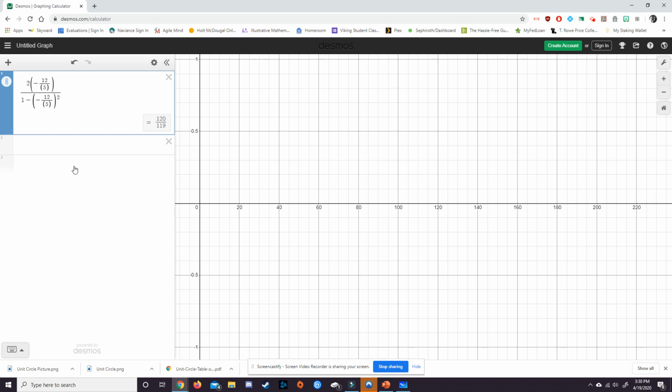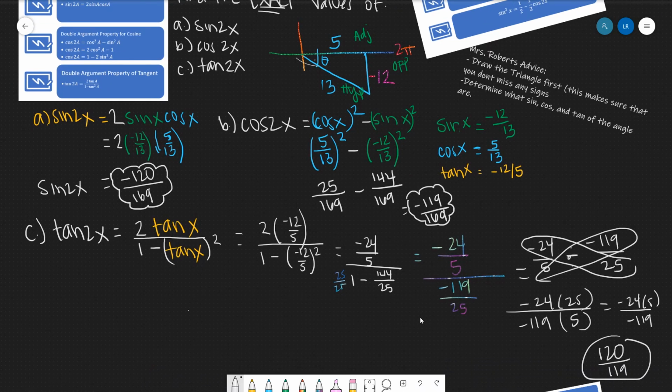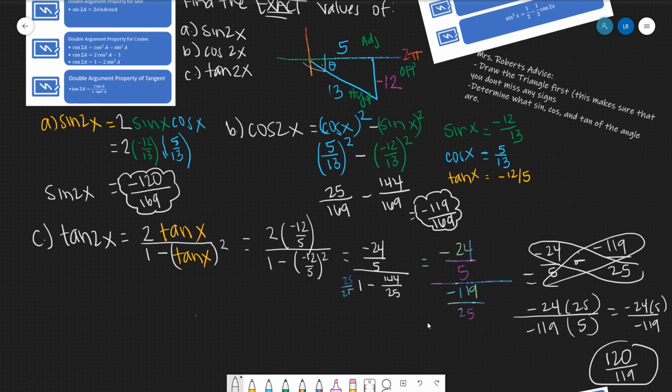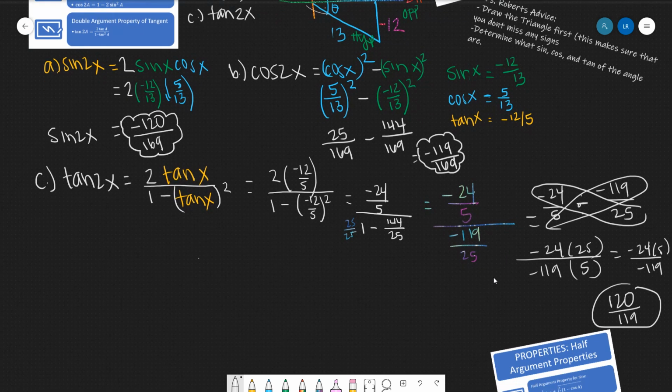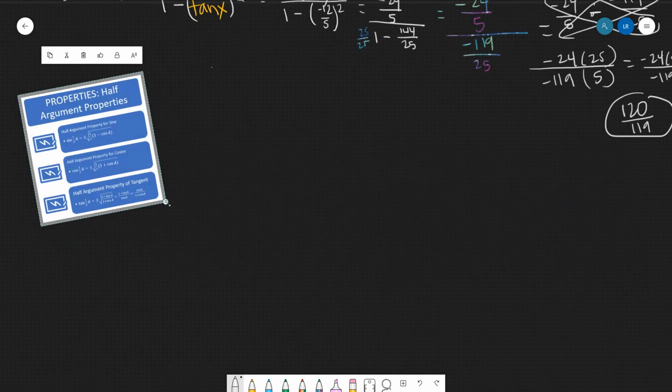So if you are super concerned about doing the algebra piece of it, just use Desmos or your graphing calculator and convert it back into a fraction. So there we go. All right, we have one more topic to talk about here, and that is half arguments.